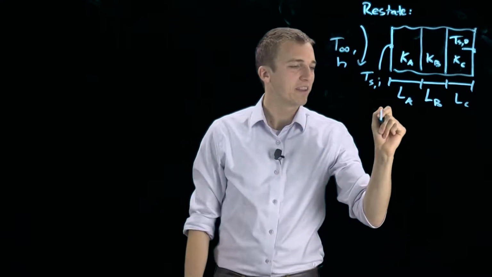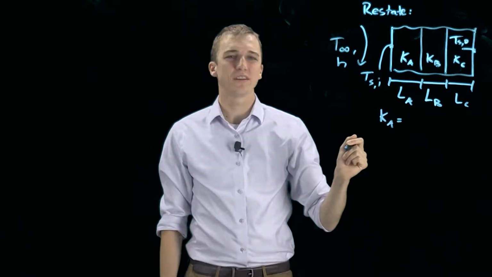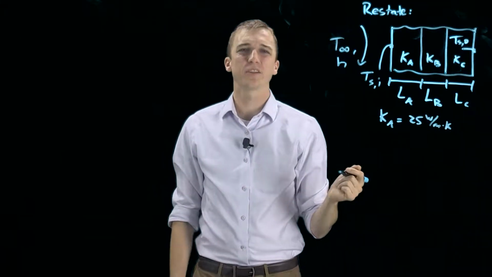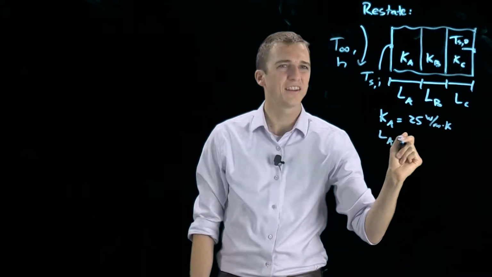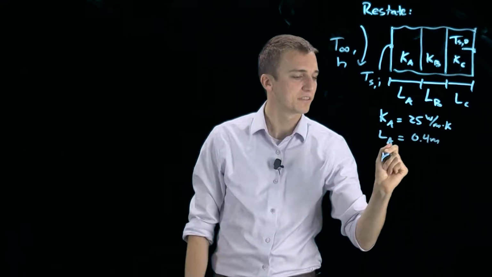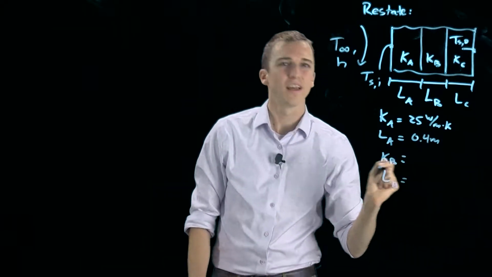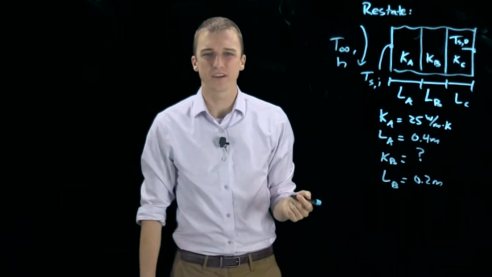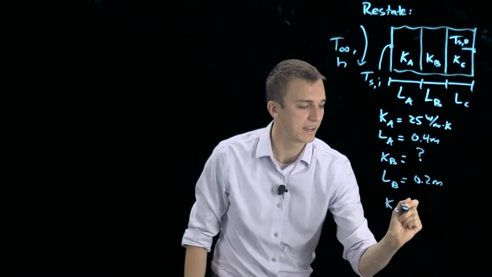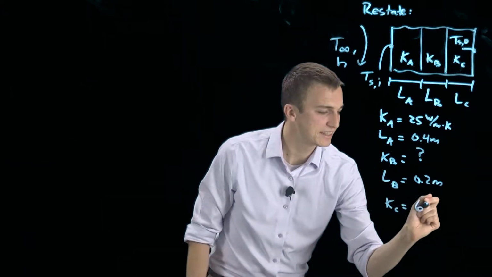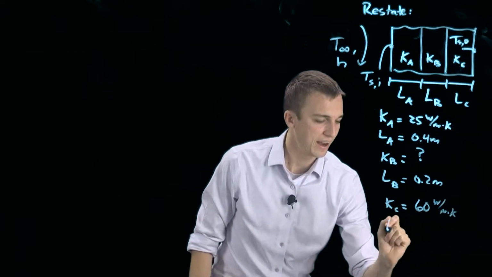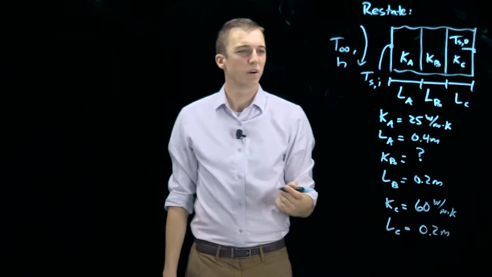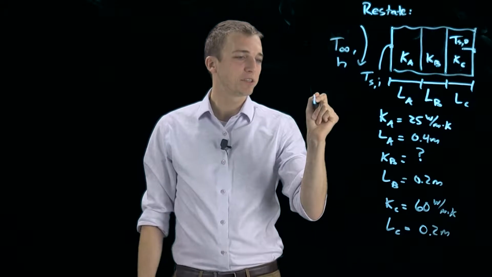We are given the values for thermal conductivity and length. In this case, wall A has a thermal conductivity of 25 and a length of 0.4 meters. Wall B has a length of 0.2 meters and an unknown thermal conductivity. Then wall C has a thermal conductivity of 60 watts per meter Kelvin, and it has a length of 0.2 meters.